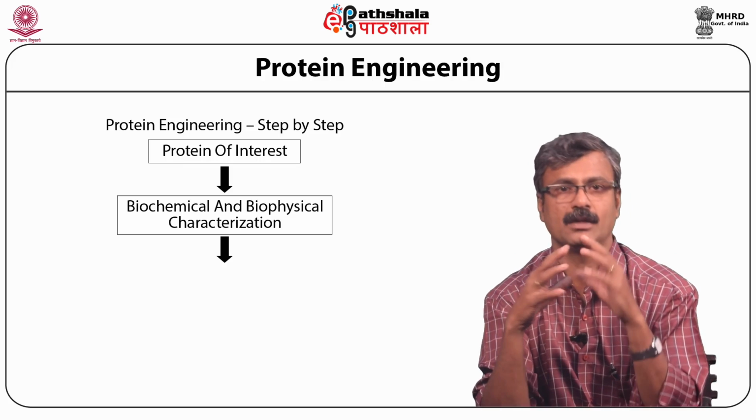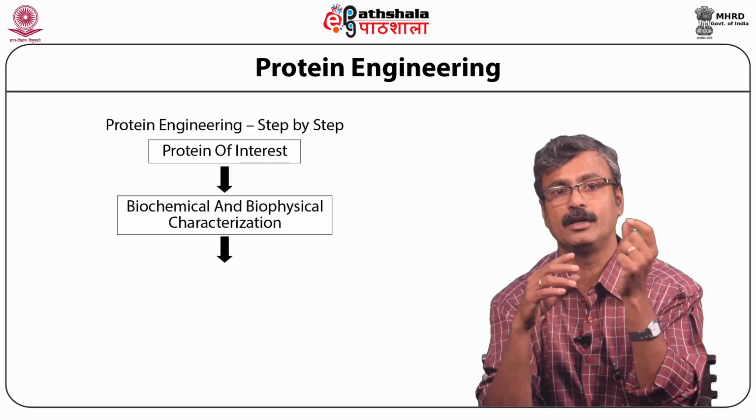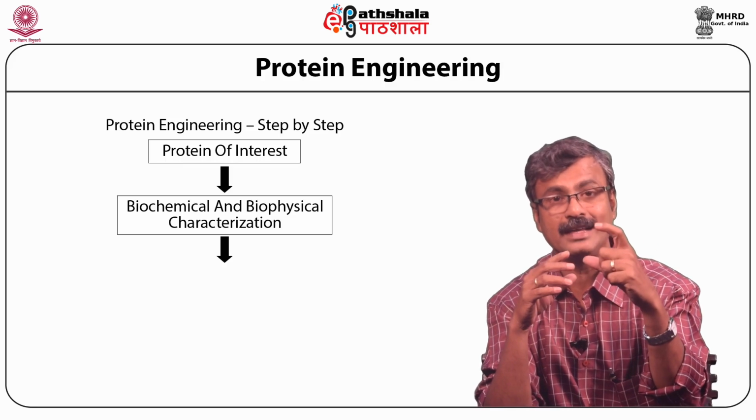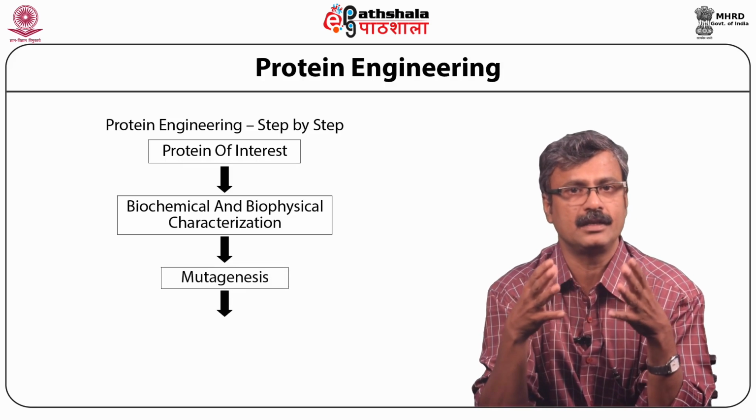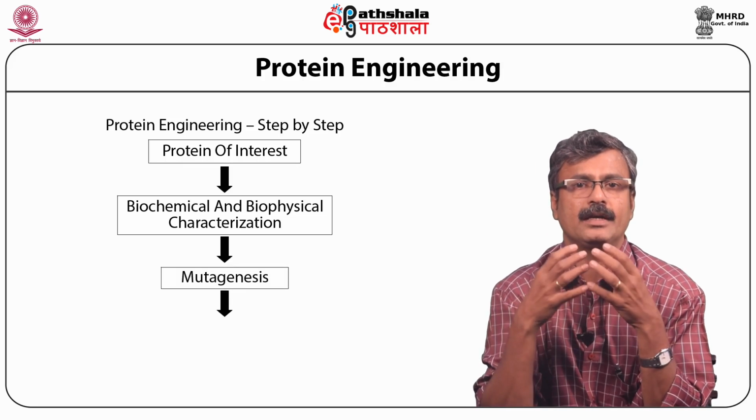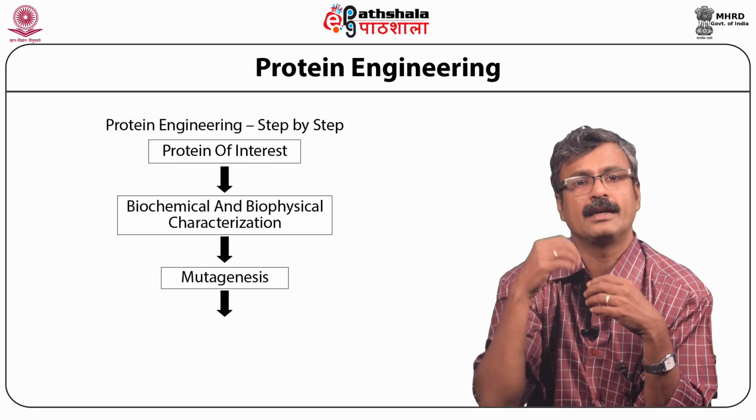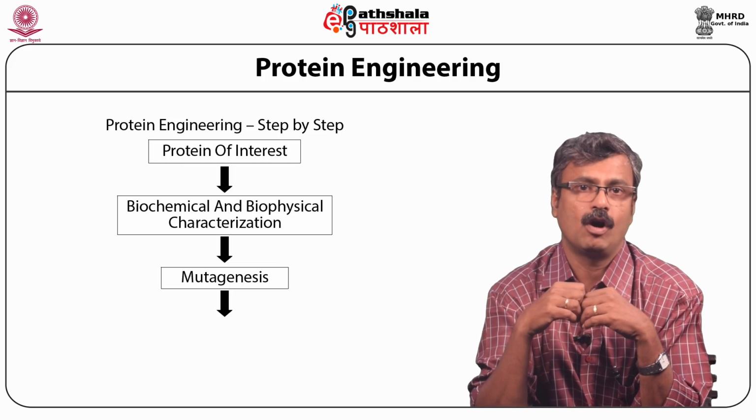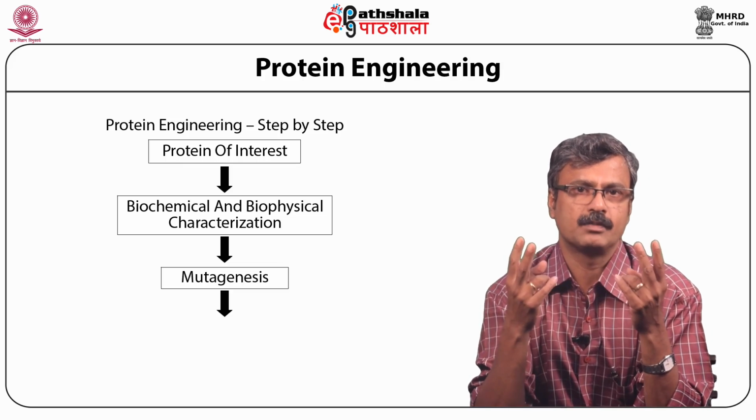We want a permanent solution, so we go for protein engineering. Protein engineering should be done at the DNA level. So when we say DNA level, obviously it is mutagenesis. We have to incorporate some mutations into the protein so that it can have enhanced activity or enhanced stability.